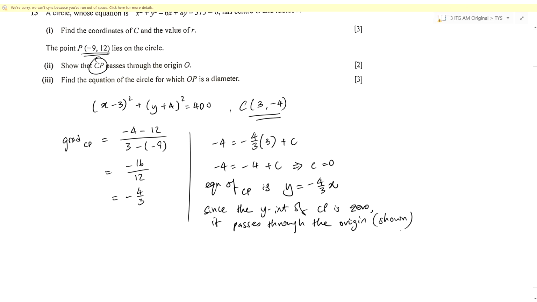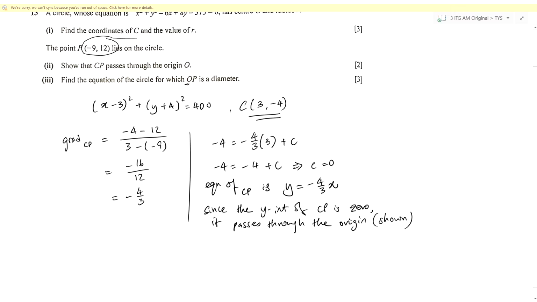There are other approaches you can choose to solely consider the gradient and to prove that the 3 points O, C and P are collinear. That is one way to do it also. Now next, for part 3, to find the equation of the circle for which OP is a diameter. Okay, so we've got the coordinates O, which is just 0, 0. We've got the coordinates P.